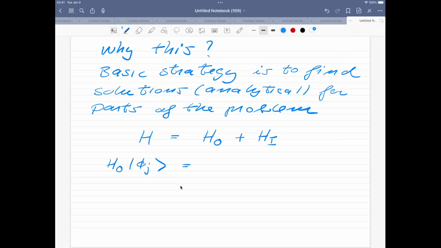Okay? So that means that I have some eigenvalues, and now I'm going to try to avoid using the same symbols. I'm going to use an epsilon and phi j. So that means that phi j, these states, is an eigenbasis of a part of the problem.